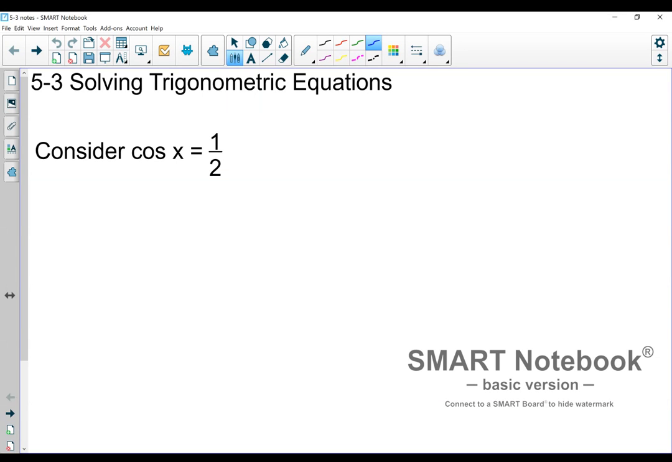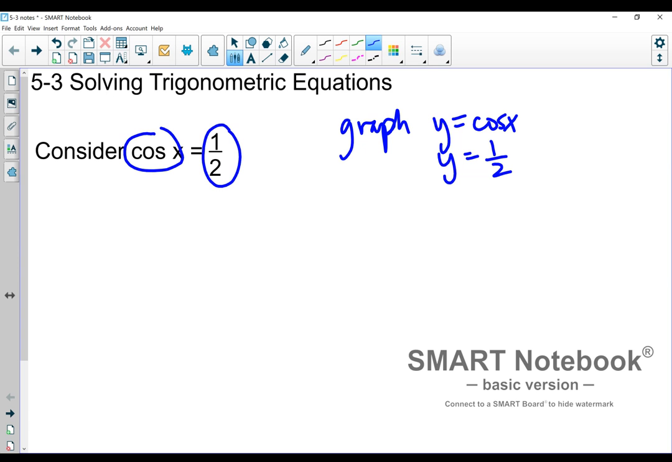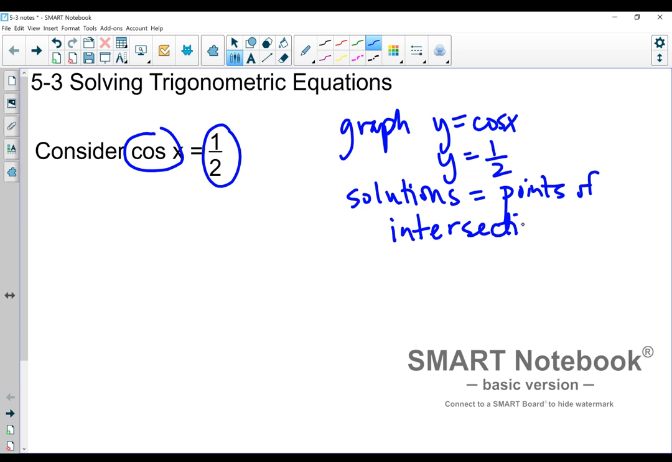5.3, solving trigonometric equations. So first, instead of actually solving cosine x equals 1/2, I just want you to consider it. This is the part where you put your pencil down and just think. We are going to graph y equals cosine x and y equals 1/2. Cosine x is the left-hand side of the equation, y equals 1/2 is the right-hand side. If we're looking for cosine x equals 1/2, those are going to be the points of intersection. So our solutions are going to equal points of intersection. Again, you're not writing this down, you're just thinking and listening.